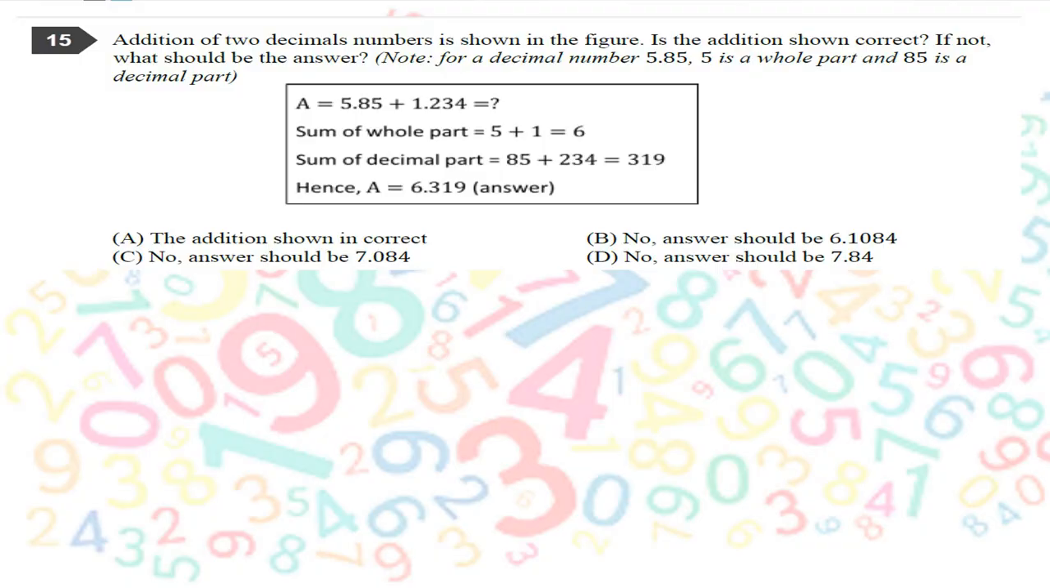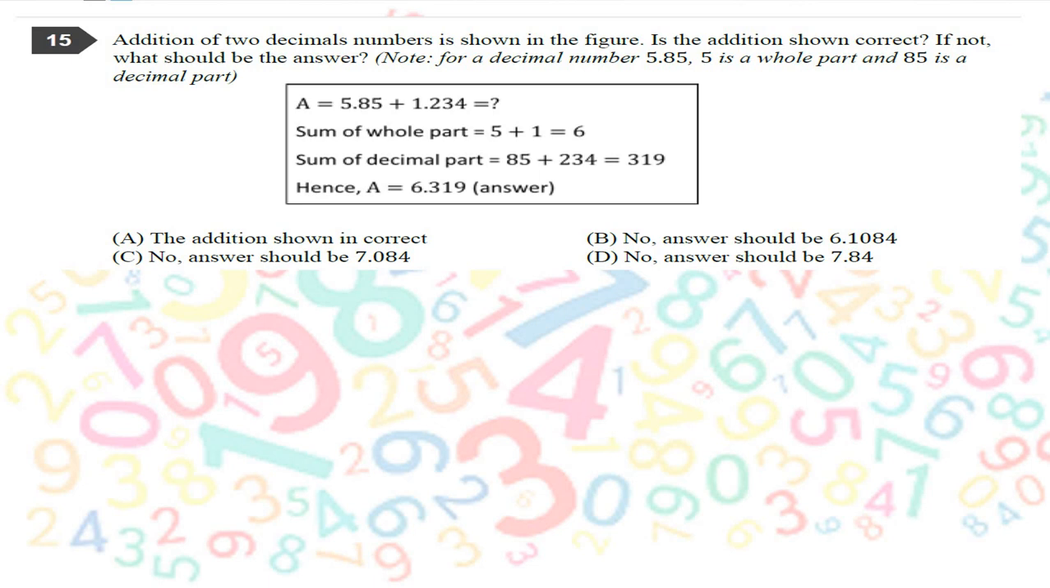The question was 15th question. Addition of two decimal numbers is shown in the figure. Is the addition shown correct? If not, what should be the answer? So the two decimal numbers are here 5.85 and 1.234.